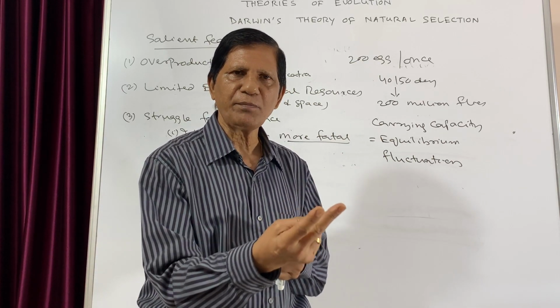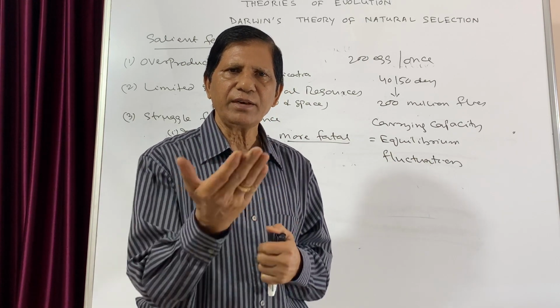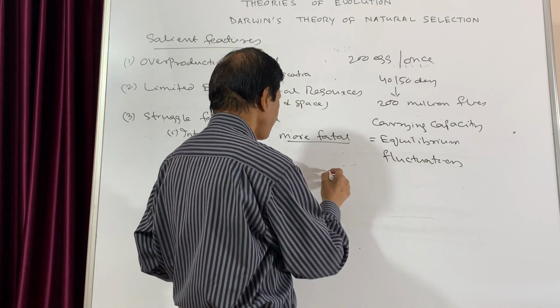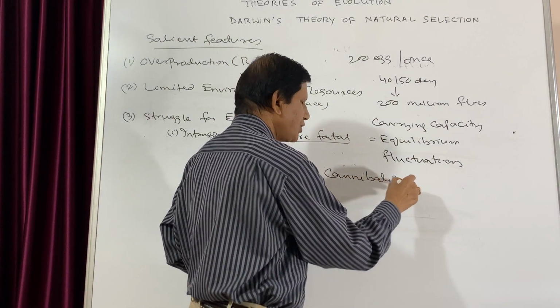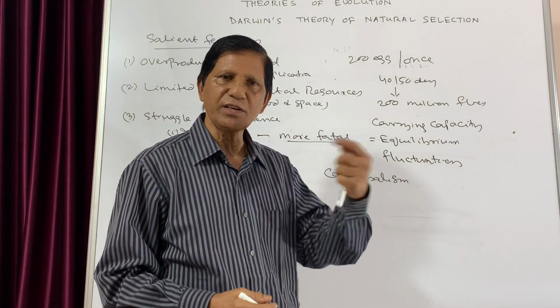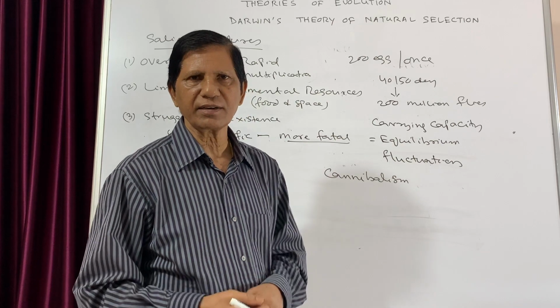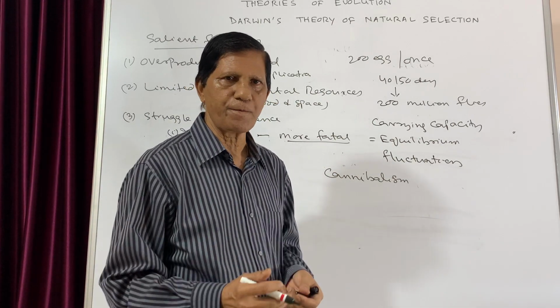Suppose there is a piece of meat, two dogs will fight for that piece. Then you can take the case of cannibalism. In cannibalism, the larger one eats the smaller one: the bigger fish eats the smaller fish, the bigger snake eats the smaller snake. So these are all cases of intraspecific struggle.